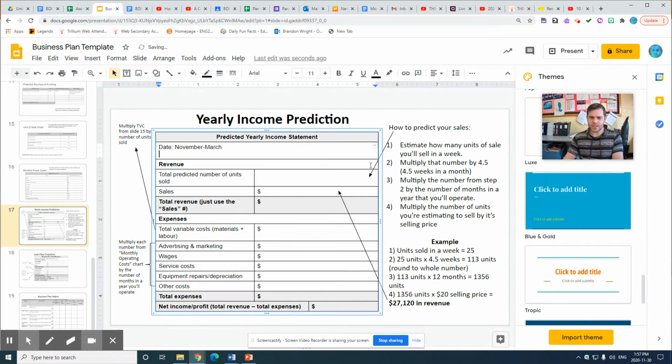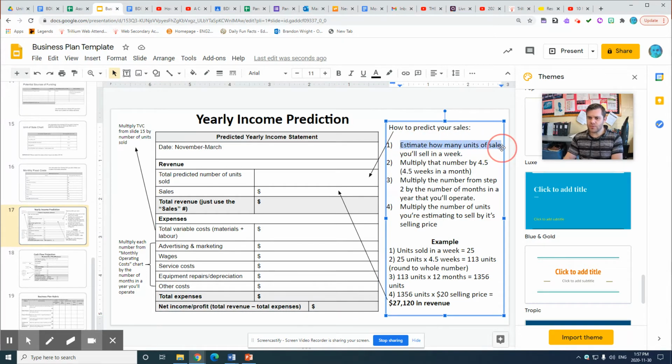Now let's predict how much business I'll get. How do we do that? First, you estimate how many units of sale you'll sell in a week. So I'm going to say 10 driveways in a week. That's definitely possible. So that's 10 driveways. Now multiply 10 by 4.5. That's the number of weeks in a month.